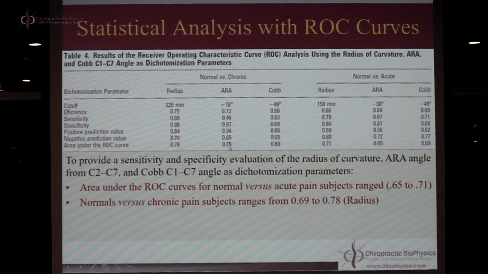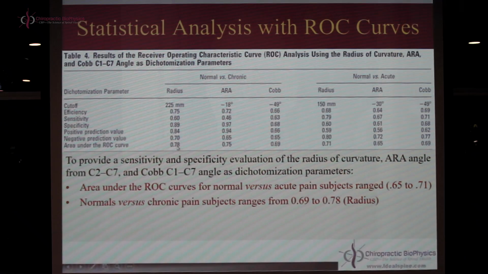This is very good. Here's my average area under the curve using the ARA of 18, 0.75. That's considered good sensitivity and specificity. And then we have 0.78 for the radius of curve. That's really good. That's really good. Cobb angle hits just below the 0.7 mark. It's still moderate. It's not good, but it's moderate.